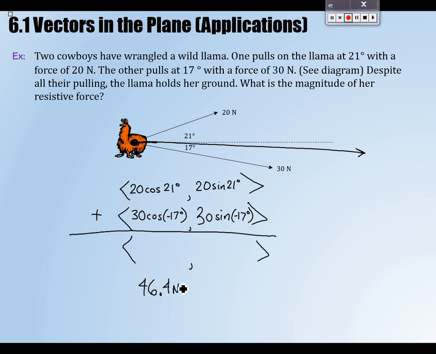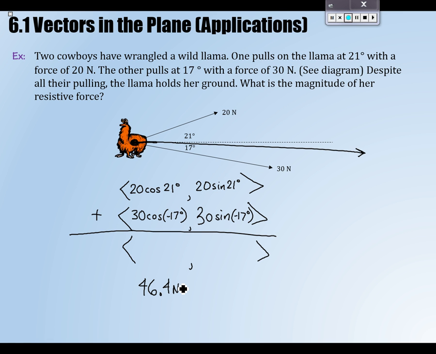What must be true if the llama is staying still? You don't even have to know Newton's laws to know that it is going to have to be applying an equal and opposite force, right? So if it's going to be standing still, it's also applying a force of 46.4 newtons in the opposite direction in order to stay still. So that's the final answer on that one.